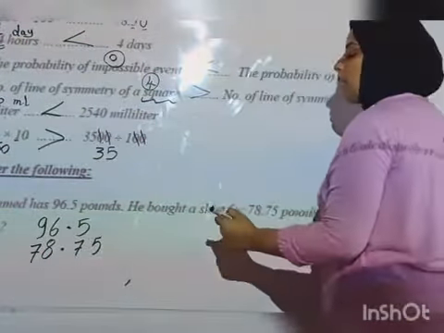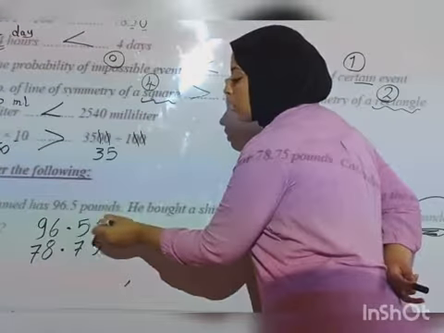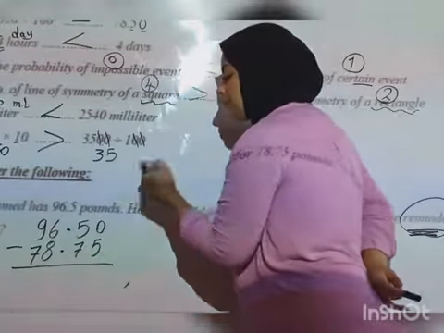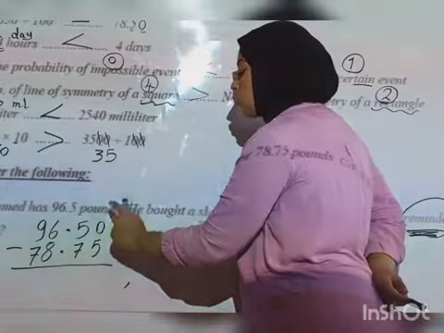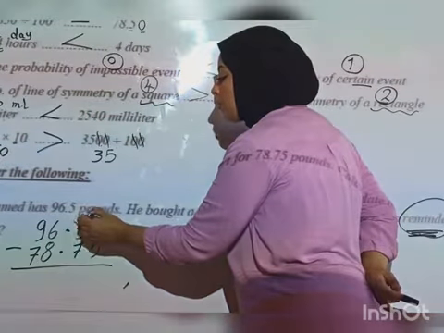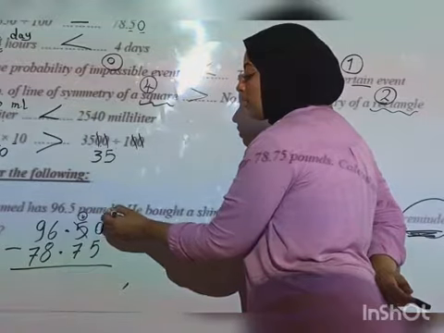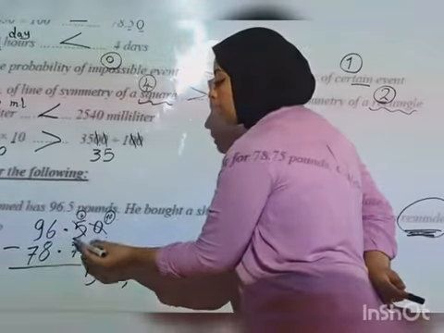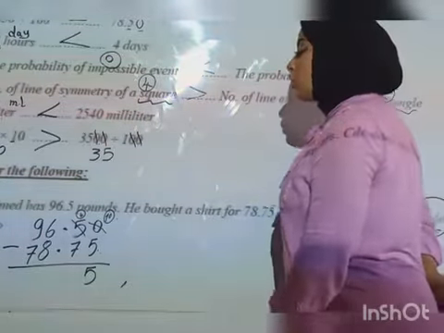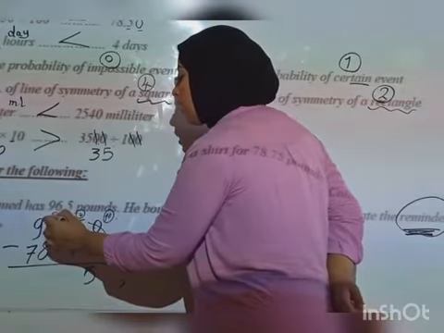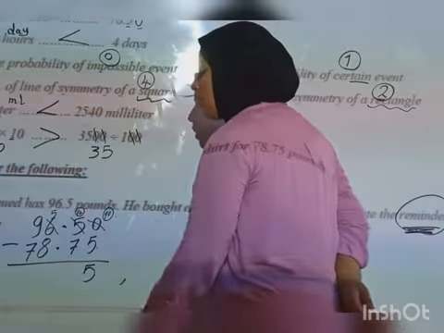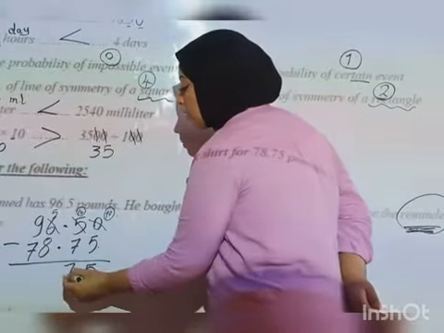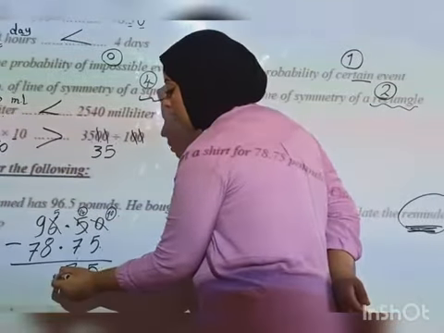We should make them equal decimal places, so we will put 0 here and make the subtraction. 0 minus 5, we can't take 5 from 0, so we will borrow 1 from 5. 5 will be 4, and 0 will be 10. 10 minus 5 equal 5. 4 minus 7, we can't take 7 from 4, so we borrow 1 from 6. 6 will be 5, and 4 will be 14. 14 minus 7. Count after 7 up to 14. It will be 7. Then we will down the point.